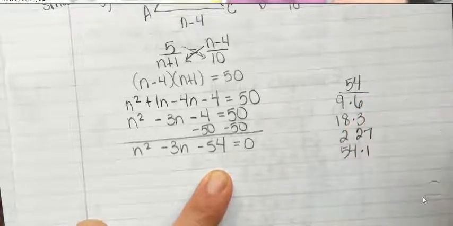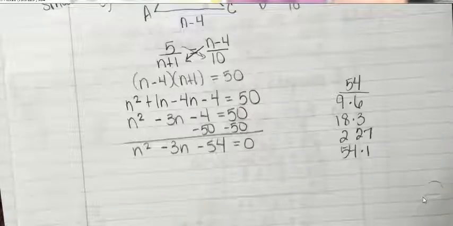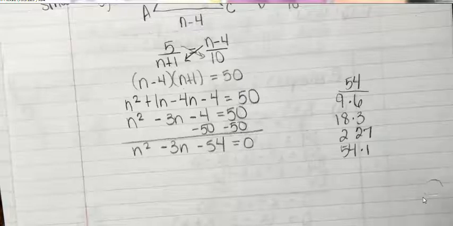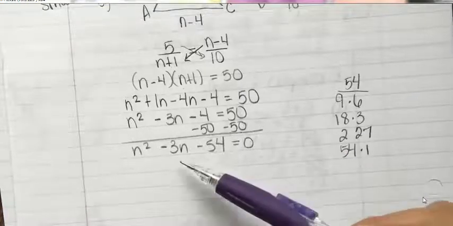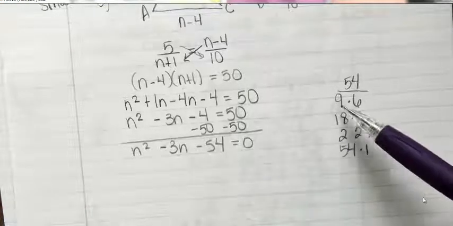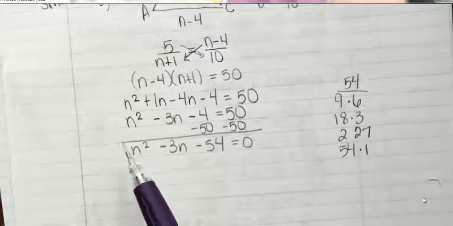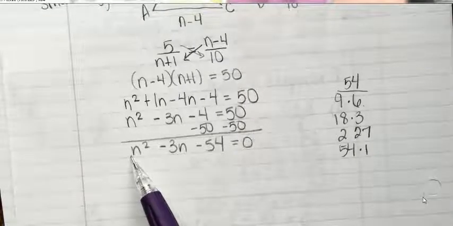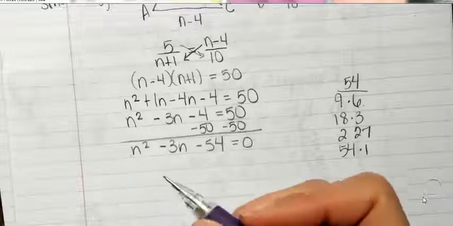4 times 1, 54 times 1. Anything else I can think of? I think that's it. Well, which of these can I add or subtract to get 3? Obviously, it's the 9 and the 6. And I don't have an a that's anything other than 1, so this makes this a very easy problem.